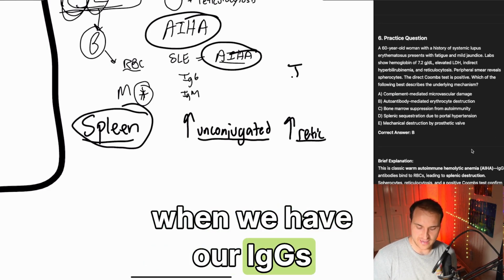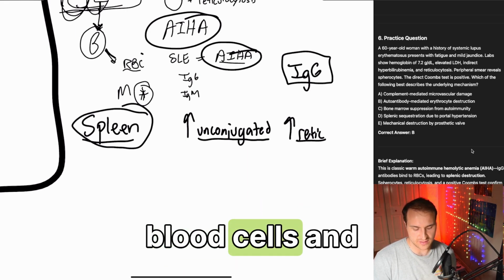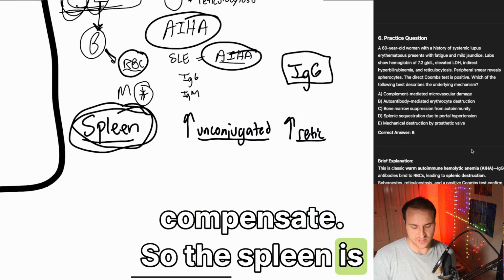This is when we have our IgGs. We have the splenic destruction. Why? Because the C cells are losers. They envy the B cells, so they attack the red blood cells. And then our spleen has to compensate. So the spleen is a clean machine.